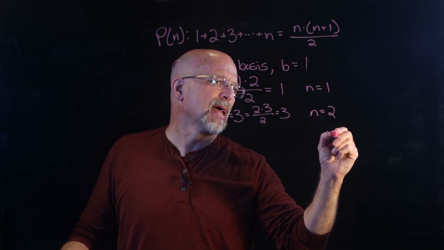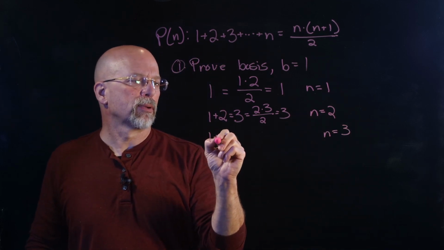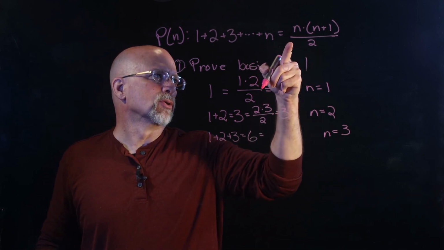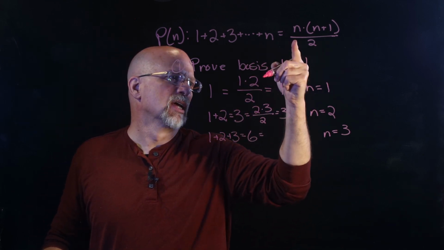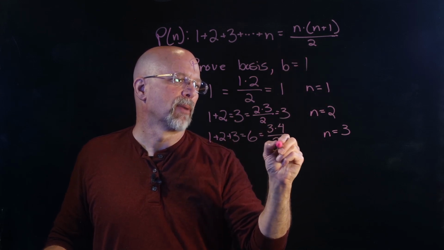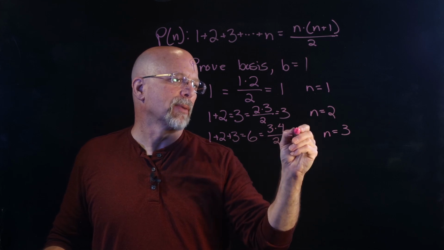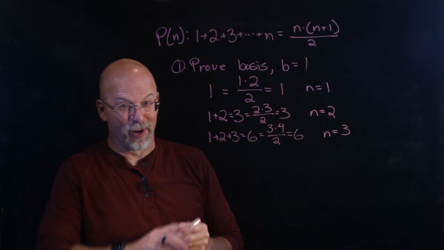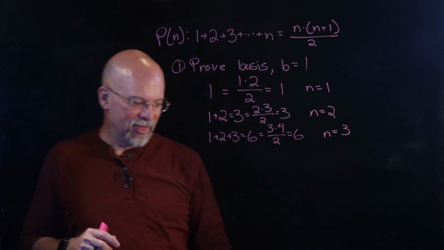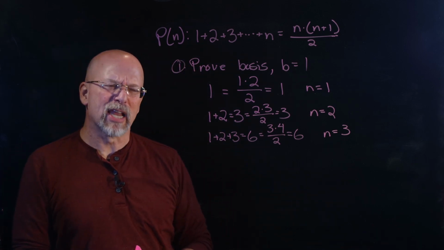All right, let's do n equals 3. This is 1 plus 2 plus 3 equals, well, that's 6, is equal to, let's do the right-hand side of the expression. This is 3 times 4, right? 3 times 4 divided by 2. Well, that's 12 divided by 2. It's 6. You feel good about it now? All right, so there was the first step, proving that it worked for the basis. Let's do the next one.